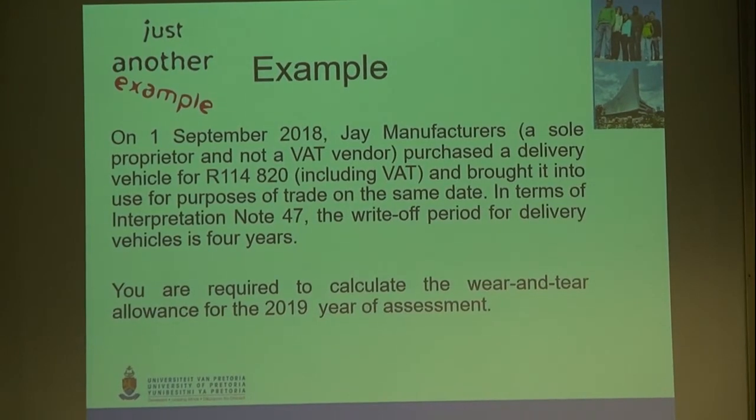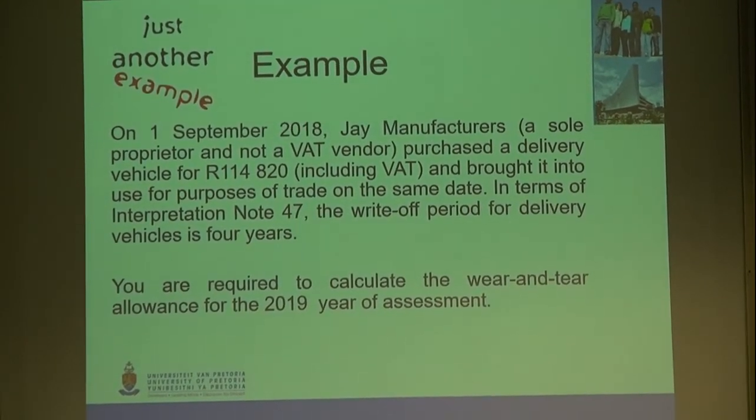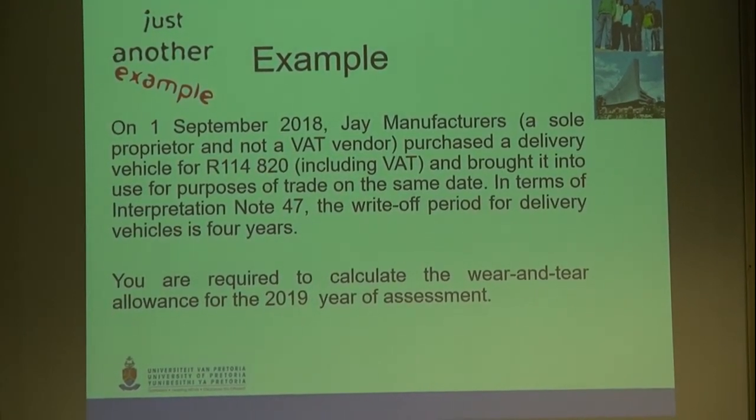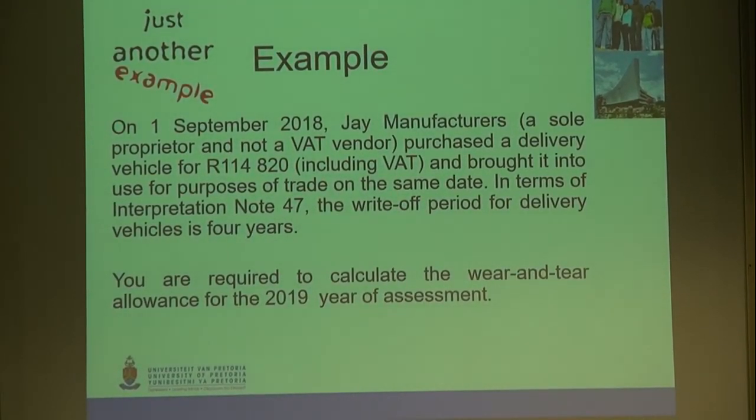Always 28 February, because it's a natural person. Okay, purchased a delivery vehicle for 114,820, including VAT. Okay, they brought it into use for purposes of trade. In terms of interpretation note 47, the write-off period for delivery vehicles is 4 years.